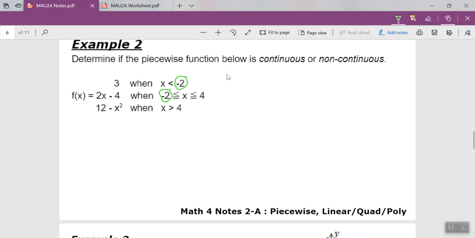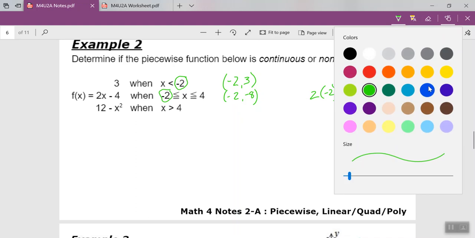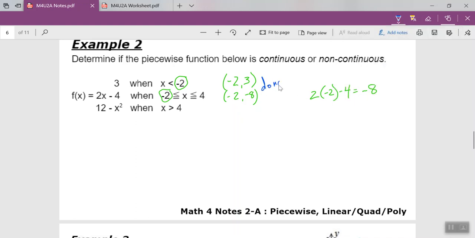Well, here, if x is negative 2, y is going to be 3. But now down here, if x is negative 2, I'm coming out here and saying 2 times negative 2 minus 4 is going to give me negative 8, which means negative 2, negative 8. These guys do not match. So it is non-continuous. Anytime you have a stinker in the bunch that does not match, then you do not have a continuous function.